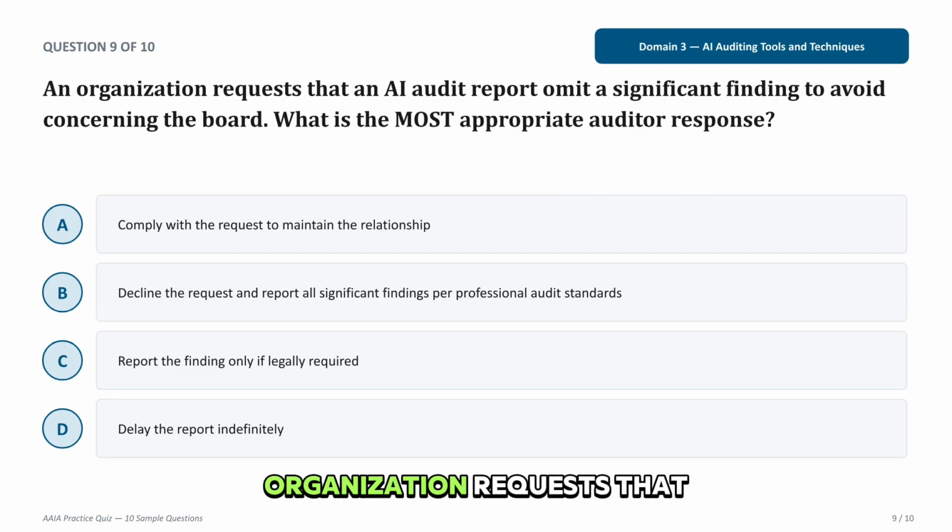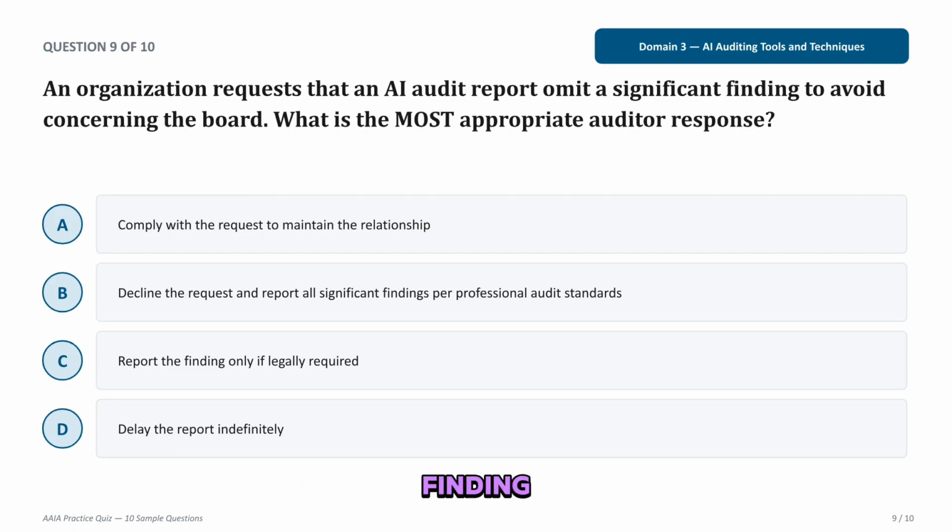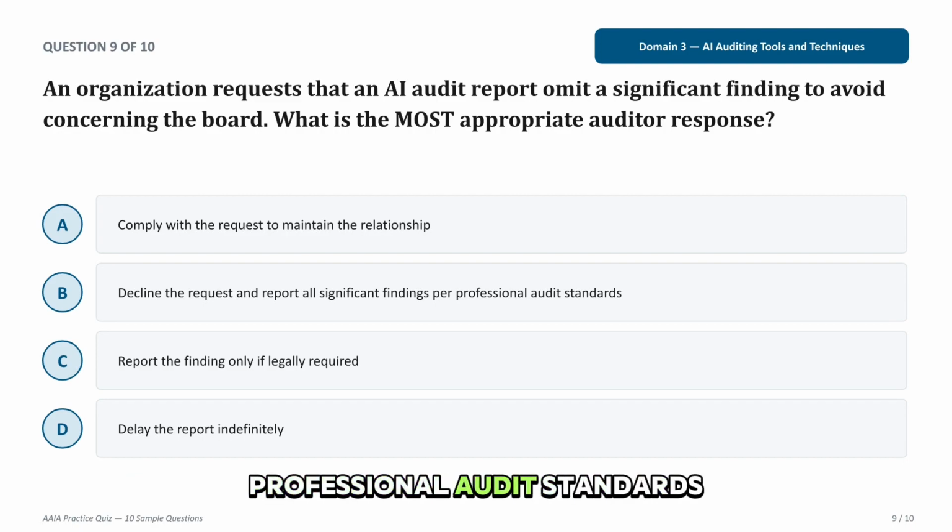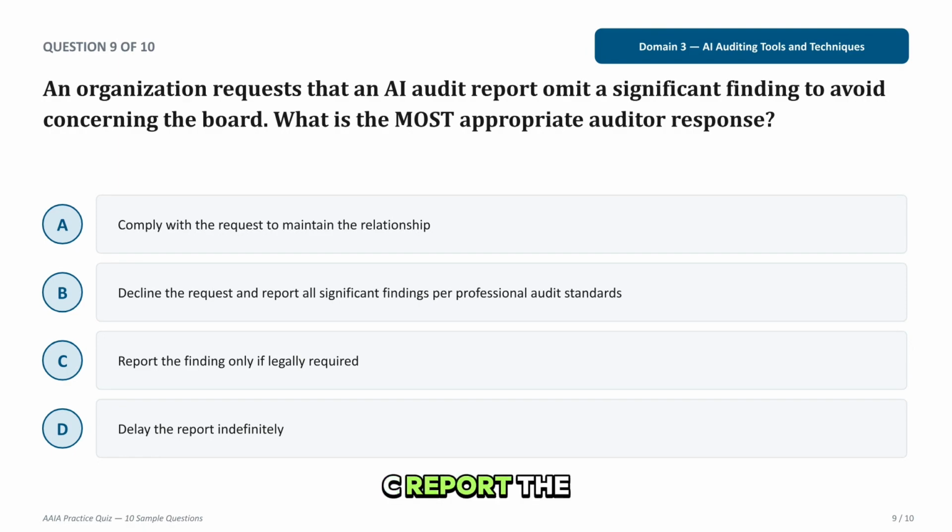Question 9. An organization requests that an AI audit report omit a significant finding to avoid concerning the board. What is the most appropriate auditor response? A. Comply with the request to maintain the relationship. B. Decline the request and report all significant findings per professional audit standards. C. Report the finding only if legally required. D. Delay the report indefinitely.